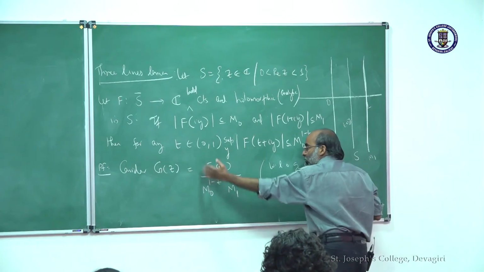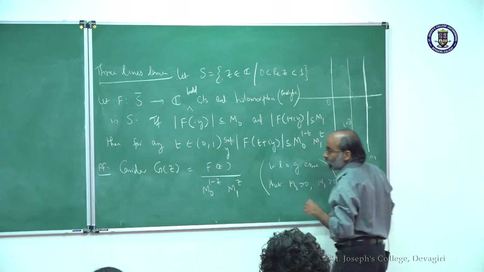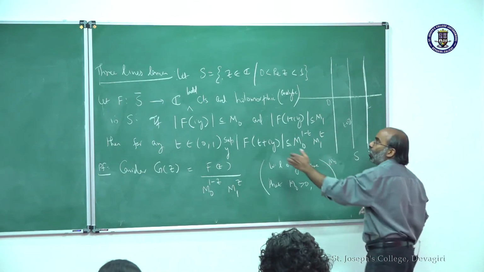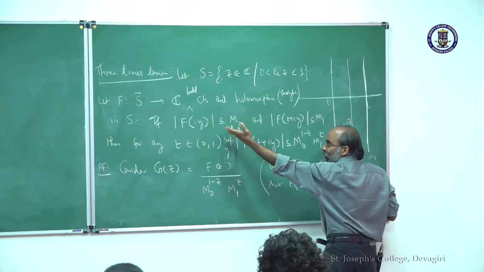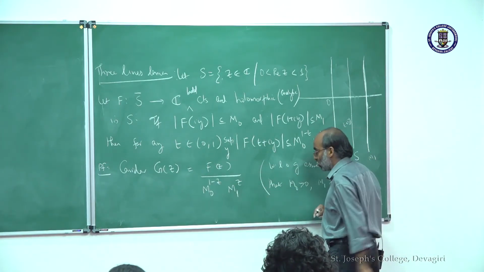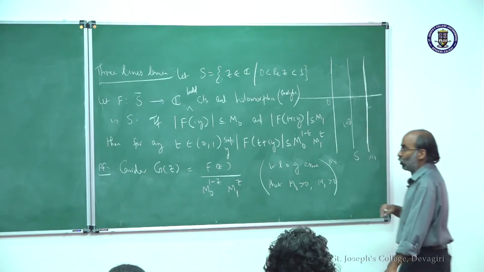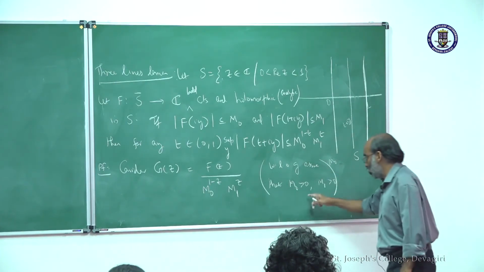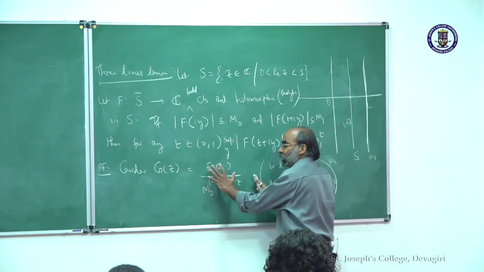But to define this function, we need these to be positive numbers. Well, what will happen if one of them is 0? You can put any epsilon here and prove this bound and let epsilon go to 0. So without loss of generality, we can assume it to be positive. So this function is well defined.